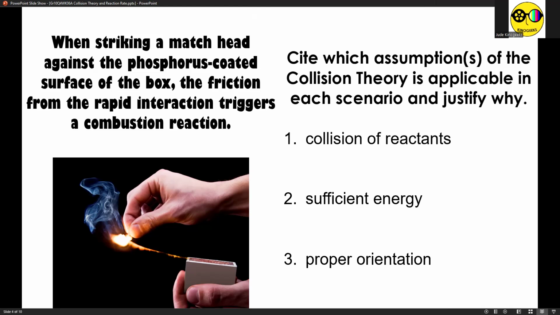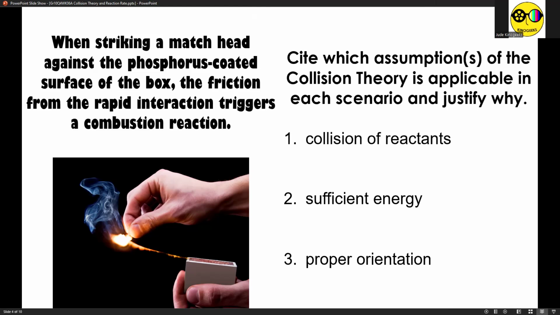Now, for three, proper orientation: not all sides or surfaces of the box are phosphorus coated. So you have to make sure that the match head is oriented properly to the phosphorus-coated surface of the box.